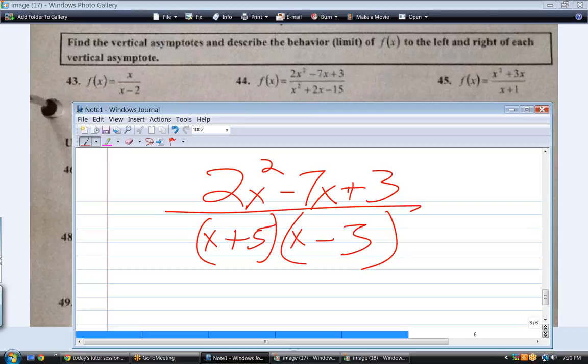Now tell me the vertical asymptotes. Vertical asymptotes are 3 and negative 5. Good.